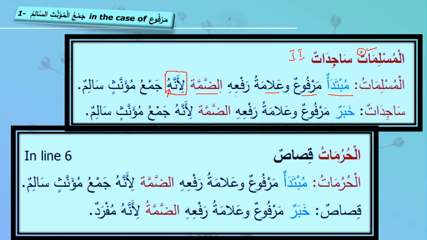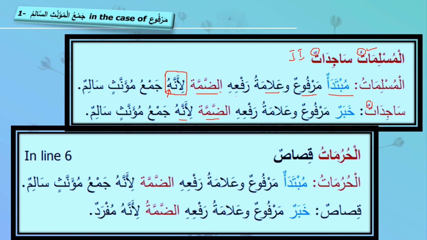Sajidatun is khabar. As you know, it's coming after mubtada, it's khabar, and it has a dhammatain, right? Khabar marfoon wal amma sign raf'ihi ad-dhamma. Even though there is a tanween dhamma, you can say a dhamma. So it's okay in Arabic. Your answer is correct. Li annahu, you need to give your answer because it is Jama Muannas Salim. Why is there a dhamma? Because it's a Jama Muannas Salim.